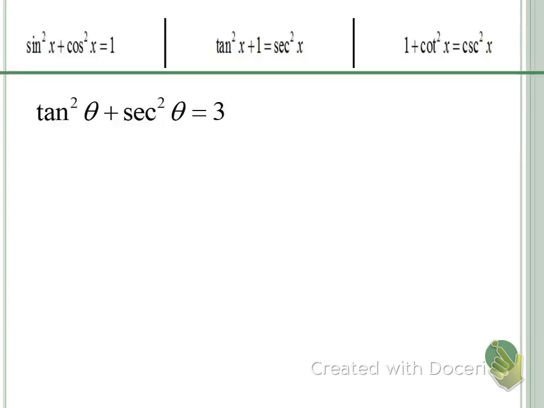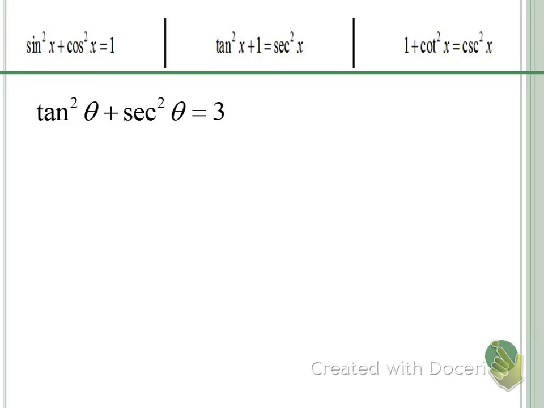For example, this equation right here, okay? Tangent squared plus secant squared equals 3. Tangent squared plus secant squared is not an identity by itself. It's not. Even if you try to manipulate this guy right here, you're not going to be able to get it into tangent squared plus secant squared. So, what do we do?